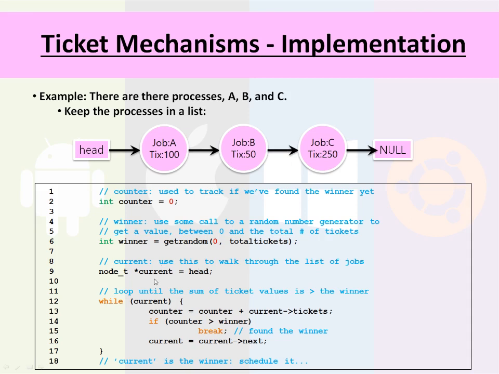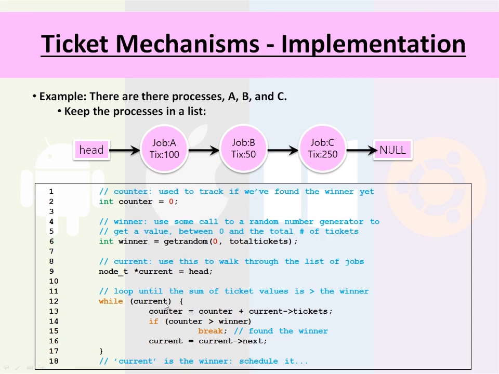Okay, now how do we get the winning job? Well, we get our value, so our ticket here, and what we need to do is loop until the sum of tickets value is greater than the winner. So the sum of tickets, right? If we're firstly looking at job A, the sum of tickets would just be 100. If we then move on to the next, the sum of the tickets would be 100 plus 50. So that's what we're basically doing.